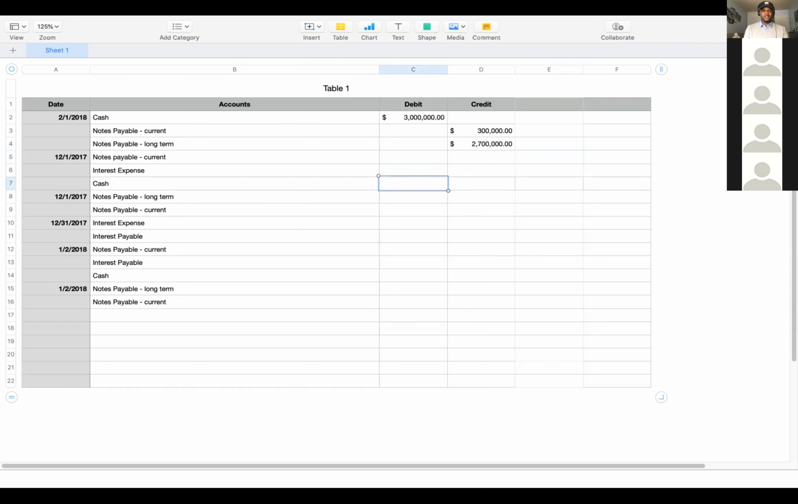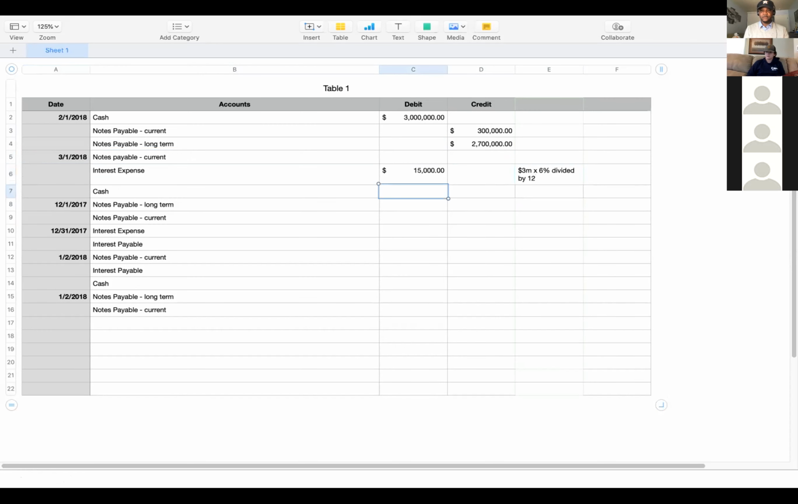How much is interest on March 1st of 2018? I got 15,000 for the interest expense. That's what I got too. Yep. 15,000. I assume 3 million times 6%, and then divided that by 12. Yep.